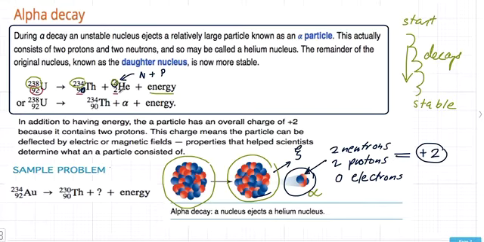So this is an alternative version of the same equation, but you can see here instead of writing the helium nucleus, they just write an alpha for alpha particle. All right. So we're going to just do a sample problem down here. I'm going to do this in a green box. So I'll do all the sample problems in a little green box.